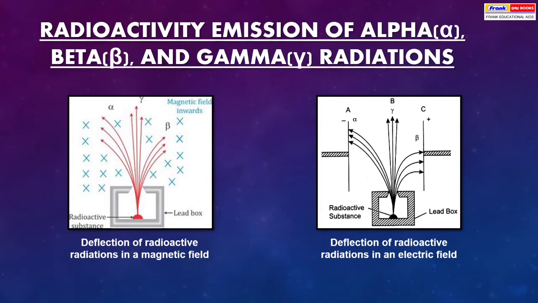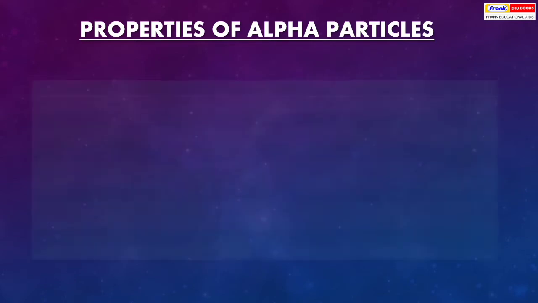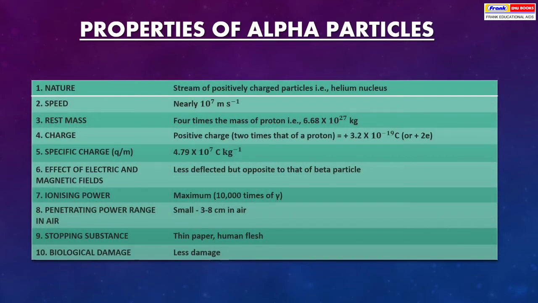Properties of alpha particle. Nature: stream of positively charged particles, that is, helium nucleus. Speed: nearly 10^7 m/s. Rest mass: 4 times the mass of a proton, that is 6.68 × 10^-27 kg. Charge: positive charge 2 times that of a proton, that is equal to plus 3.2 × 10^-19 coulomb or plus 2e. Specific charge q/m is 4.79 × 10^7 C/kg.